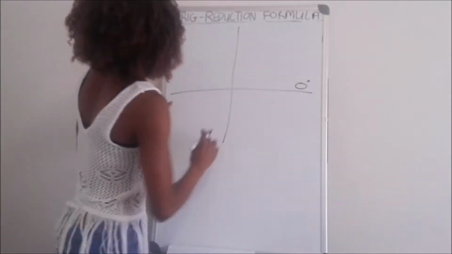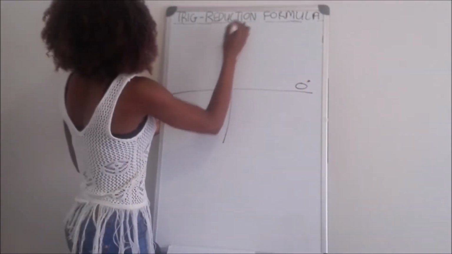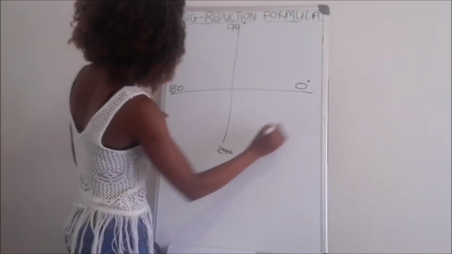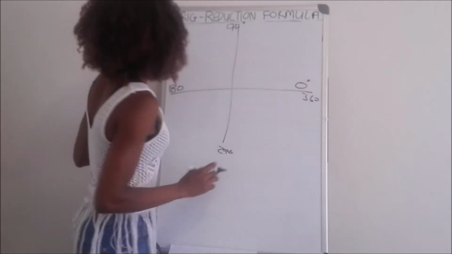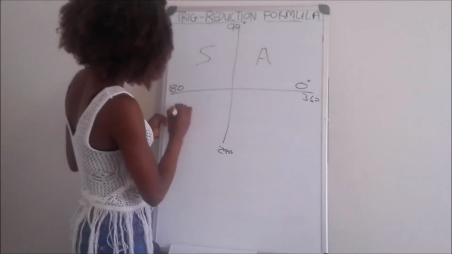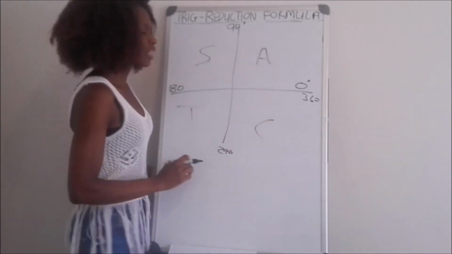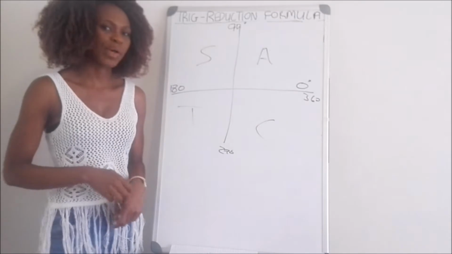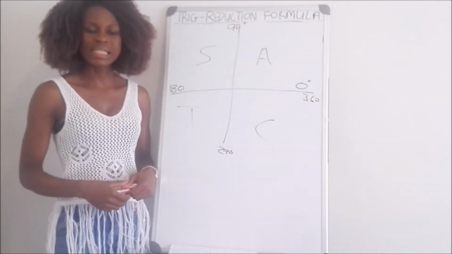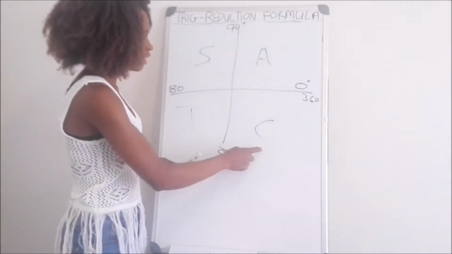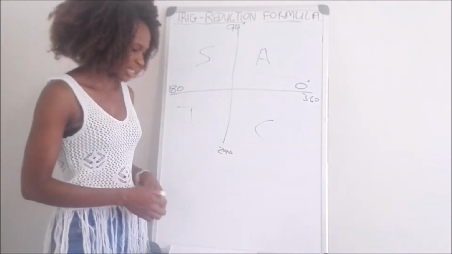This is 0 degrees, 90 degrees, 180, 270 and 360. We know that this is the All Students Take Care rule: in the first quadrant all trigonometric ratios are positive. In the second one only sine is positive. In the third one only tan is positive. And in the fourth one only cos is positive.